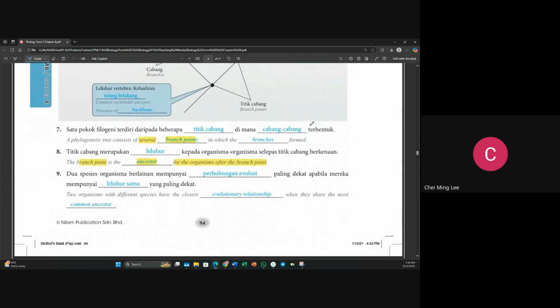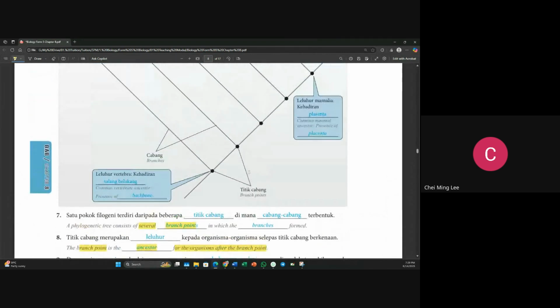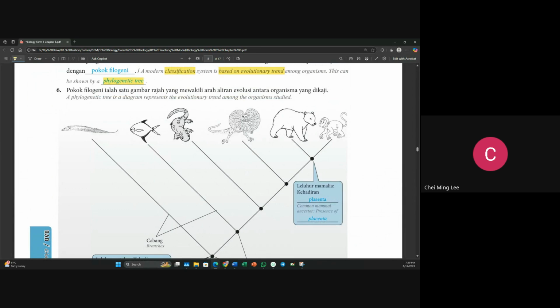Two organisms of different species sometimes have a close evolutionary relationship because maybe they share the most recent common ancestor. So that's why these two will be very near to each other, because their ancestor is almost similar.